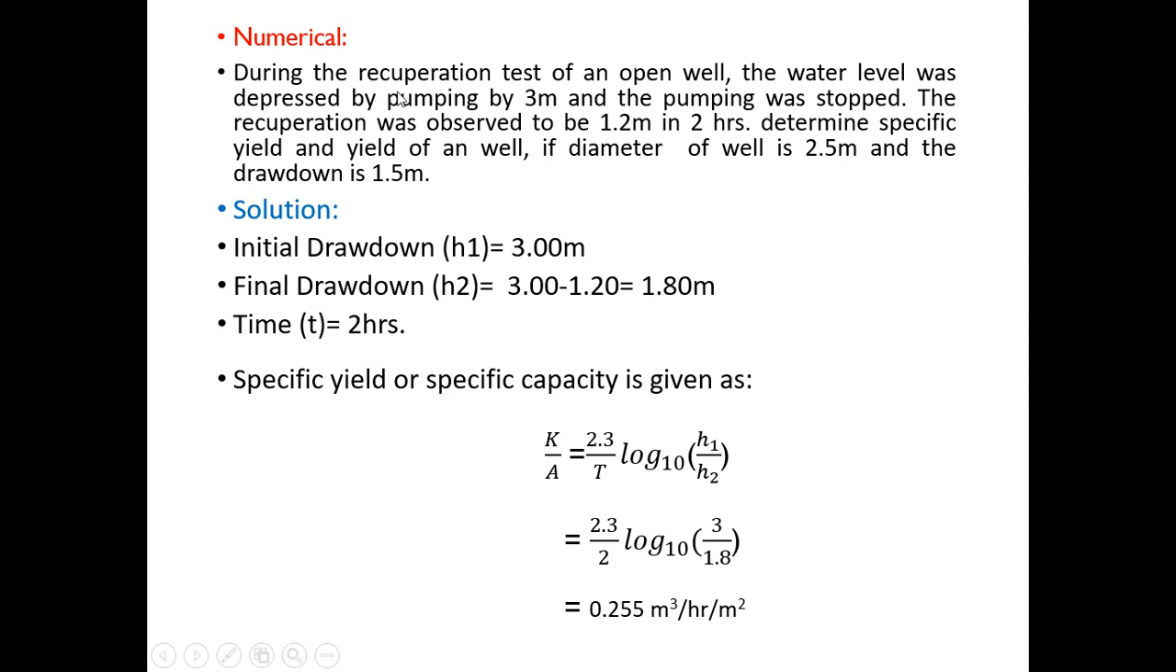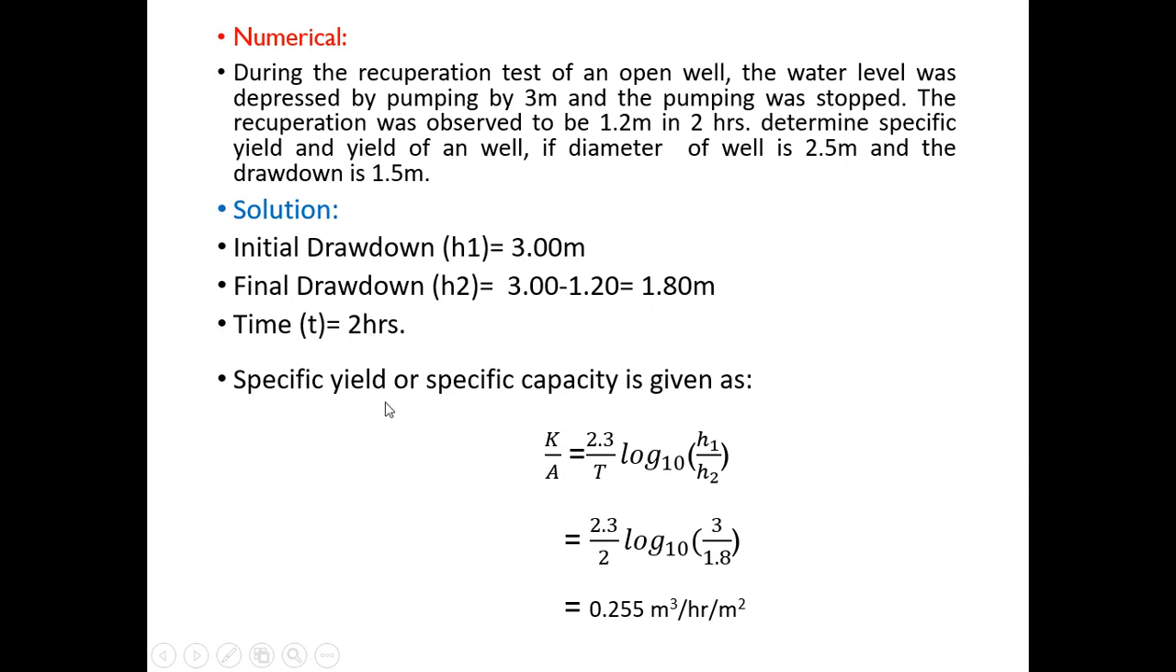Already we have derived the relationship for getting specific yield, specific capacity as well as discharge from the open well. So initial drawdown H1 is given 3 meter. Final drawdown H2 is 3 minus 1.2, that is 1.8 meter, because here recuperation was 1.2 meter. So again there was refilling of water, augmentation of water by 1.2 meter from the bottom. So final drawdown will be 1.8 meter, and the duration is 2 hours.